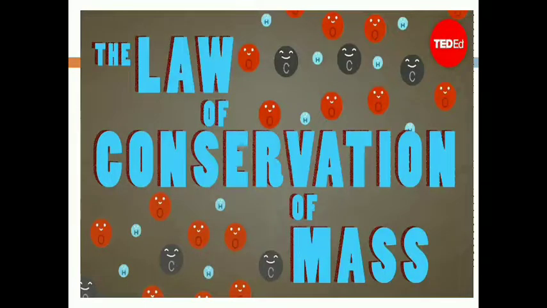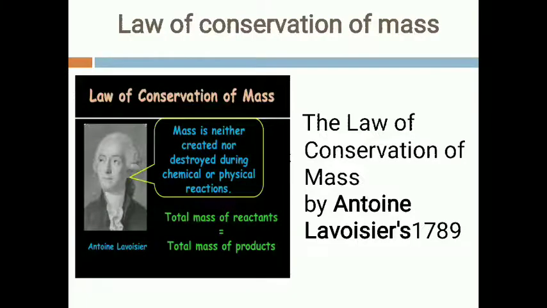So first is law of conservation of mass. The law of conservation of mass was proposed and observed by Antoine Lavoisier in 1789. So you know this law from your basic ninth class also, that mass can neither be created nor destroyed. That means in any chemical or physical change you can see that the total mass of the reactants always remains equal to the total mass of products.